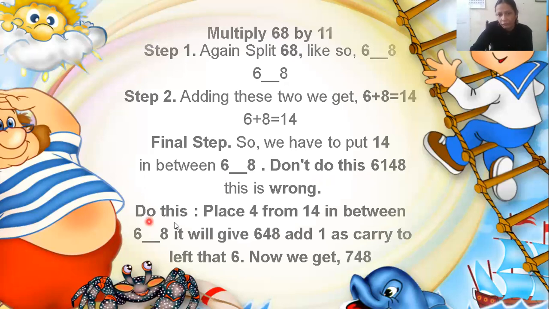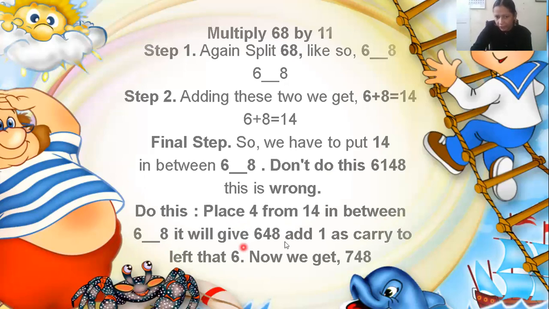The next step you have to do is from 14. You can see this 14 is a two-digit number. You can't put two digits at a time. From this 14, you can see what is at the unit place. 4 is at the unit place. So you have to place only 4. Only 4 from 14 in between 6 and 8.